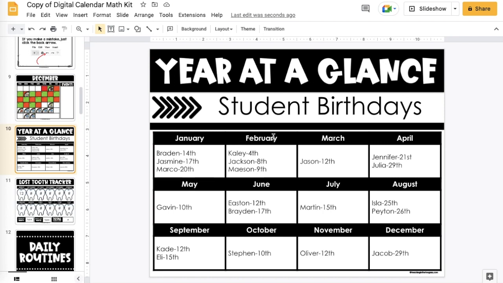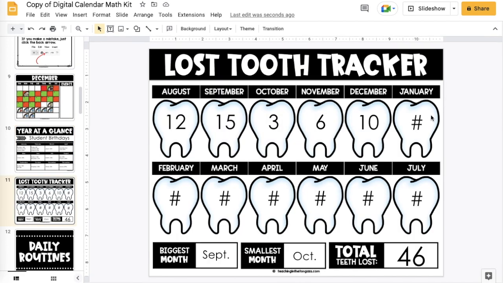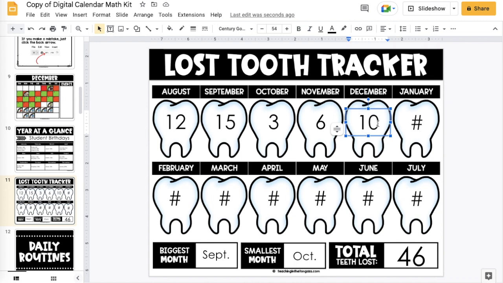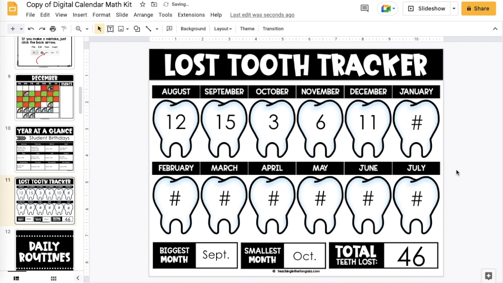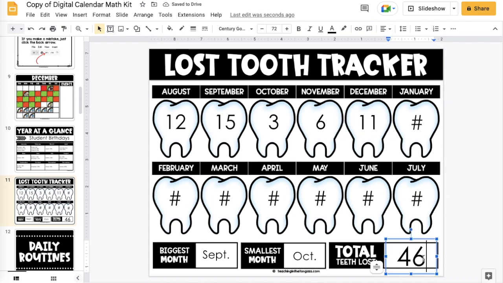Let's see if there are any student birthdays for today. January, February, March, April, May, June, July, August, September, October, November, and December. Someone lost a tooth last night, so we can add 1 more to December to make it 11 and update our total teeth lost for the year to 47.